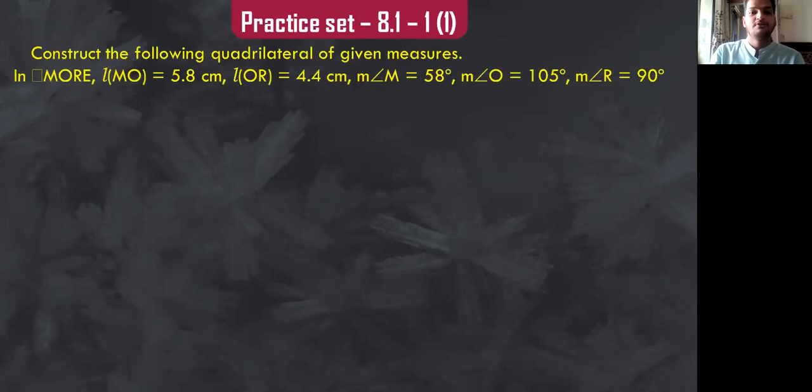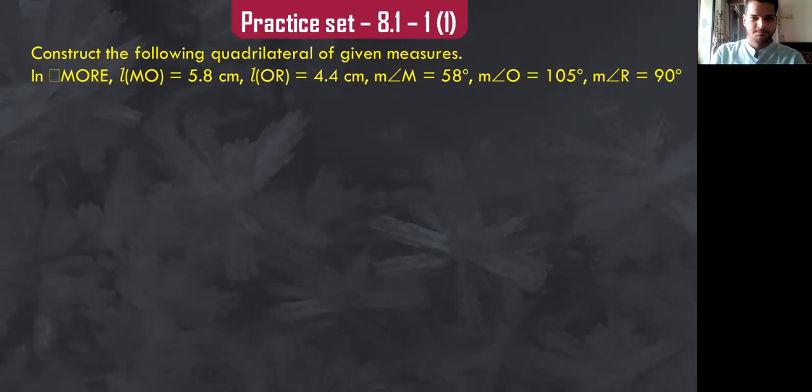Question number 1, first sub-question. And the question states, construct the following quadrilateral of given measures. Now, I will highlight the points which you have to read on your own. The way of reading a statement is very important. Okay. So, please focus on the laser pointer. This box is read as a quadrilateral.